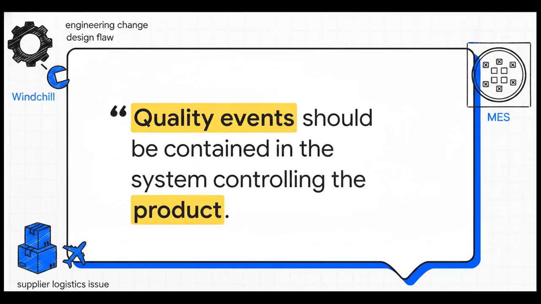To make this work seamlessly, we have to adopt this overarching operational philosophy. Quality events should be detected and contained in the system that controls the affected product or material. Root cause and containment belong at the source. If it's a design flaw, you correct it through an engineering change in Windchill. If it's a supplier logistics issue, you settle it in SAP. And if a wafer fails a parametric test, it gets held instantly in the MES.